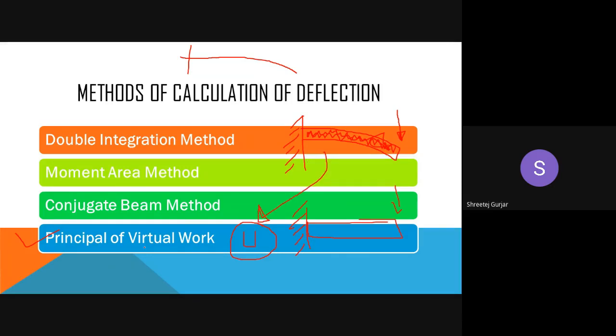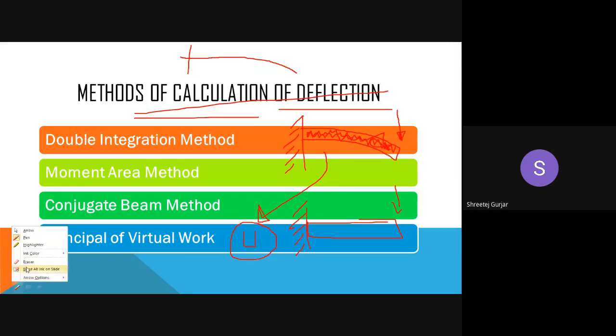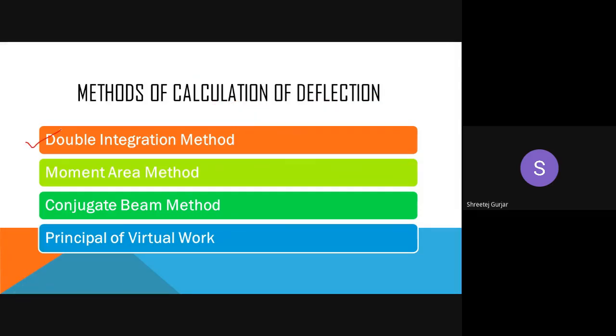Then we can calculate the deflection. There are various methods you can use to calculate deflection. One is the double integration method. Second is the moment area method, then the conjugate beam method, and the principle of virtual work. The moment area method is very easy, so we will be using it to calculate deflection in beams.